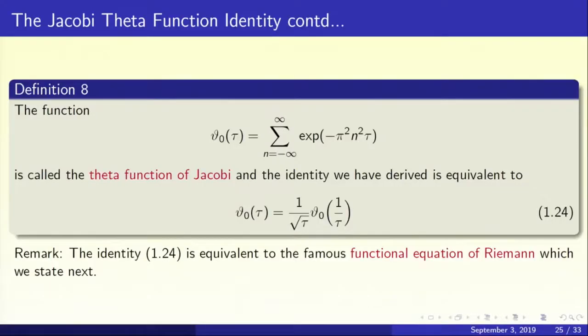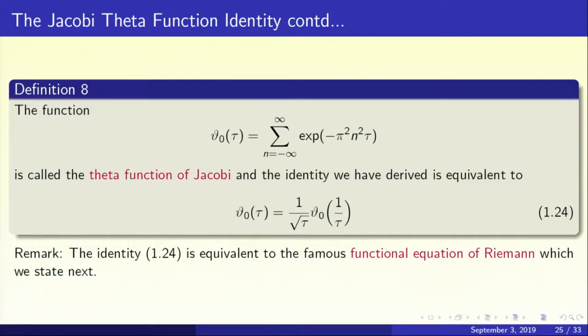So this particular thing that you get after putting t equal to 0, namely summation n from minus infinity to infinity e to the power of minus pi squared n squared tau, has a name. It is called the theta function of Jacobi. It is denoted by theta naught of t. And what we have proved in the previous slide is basically the equation theta naught of tau equal to 1 upon root tau theta naught of 1 upon tau.